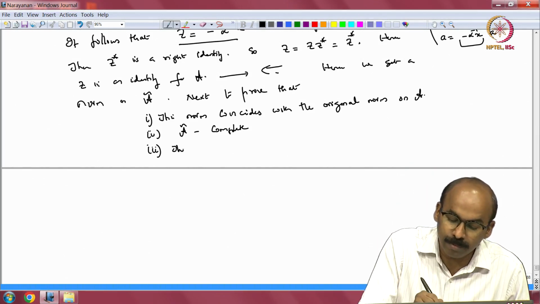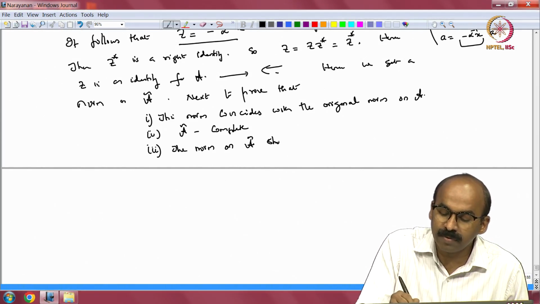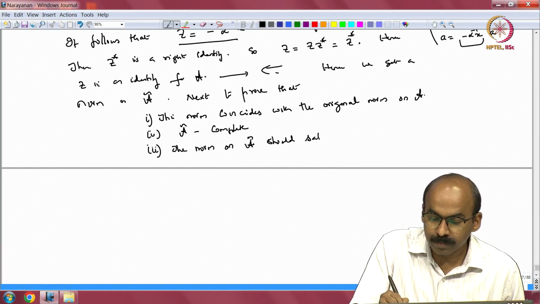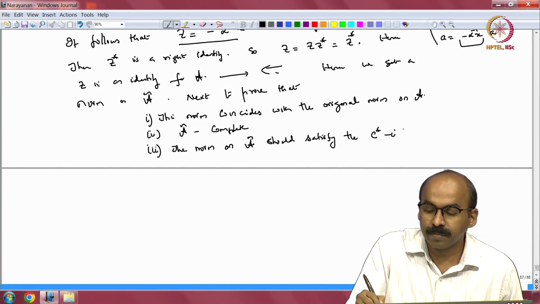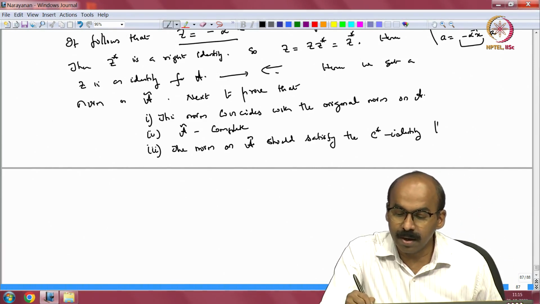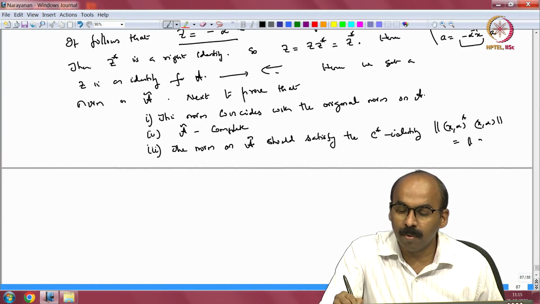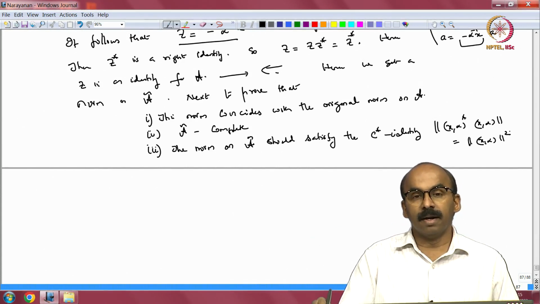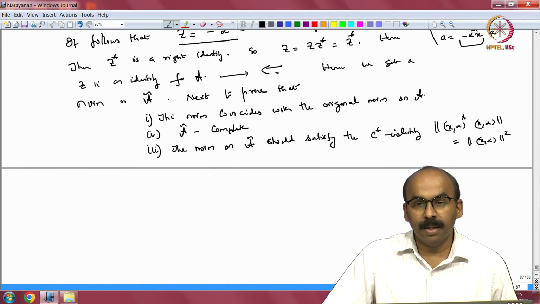Three, the norm on A tilde should satisfy the C star identity. So, what is the C star identity? If I look at (x, alpha) star (x, alpha), this should be norm of (x, alpha) squared. That is the C star identity. So, we have to prove all these 3 statements to complete the proof.